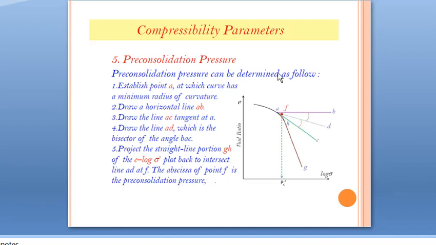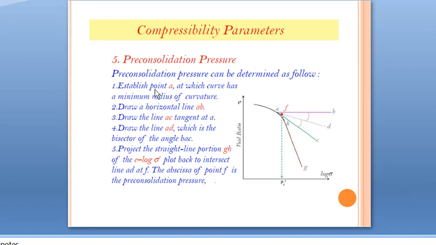Pre-consolidation pressure can be determined as follows. For that, we draw a graph between void ratio and log sigma. This is the first plot I have explained, and this slope is known as Cc, compression index, that is, the e-log sigma plot. This is the variation of e and log sigma, and this first line is the actual curve. From this curve we have to calculate pre-consolidation pressure.